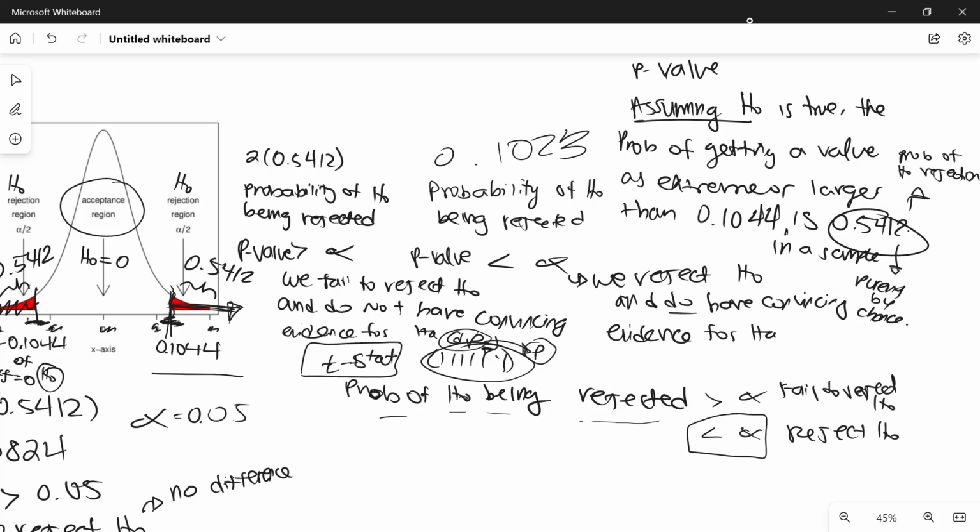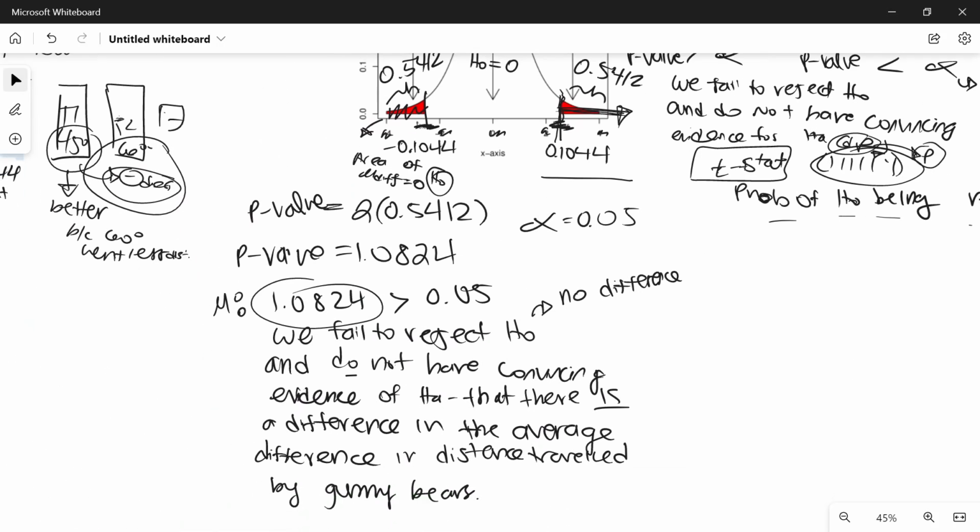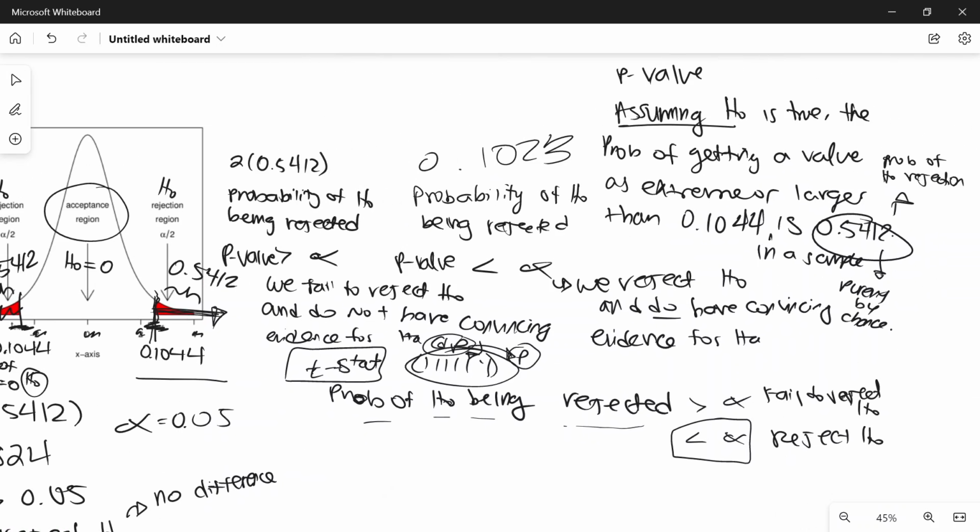Oh wait, that's not it. It's 1.08. Oh my god, I'm so sorry. I forgot. Did I do that? Whoops. It's 1.08. I've been doing this wrong. Okay, hold on. Let me just fix that. It's 1.08 something. Okay?